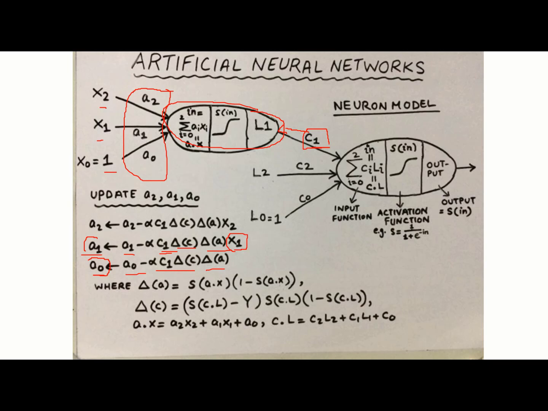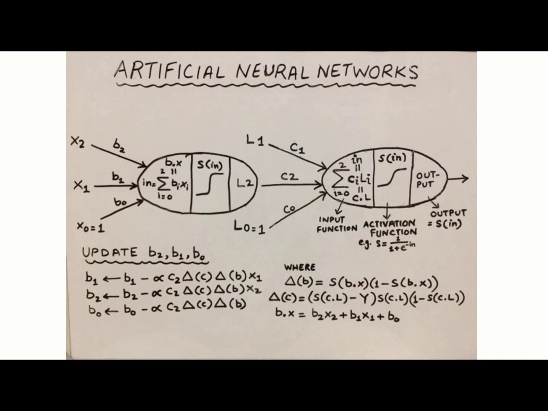And remember, delta A is basically a product of S(A·x) times 1 minus S(A·x), and partial C has been defined previously and is shown again here as a reminder. And A·x is A2x2 plus A1x1 plus A0. C·L is C2L2 plus C1L1 plus C0.